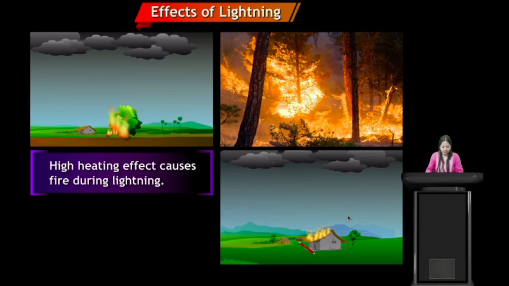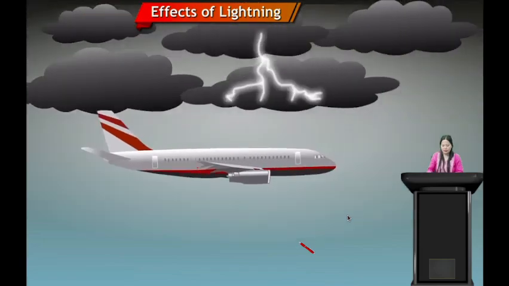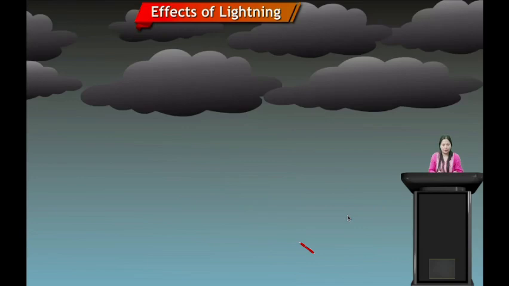All right. Another effect of lightning: here we see an aeroplane flying. When lightning strikes the aeroplane, it will damage the system of the aeroplane. It will lead to accidents, right? So it will lead to damage of property, or it will also lead to loss of life.